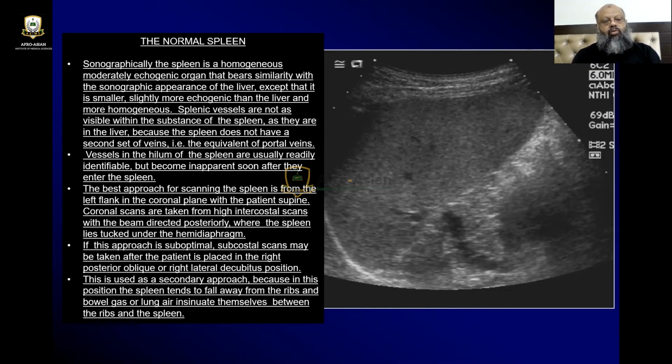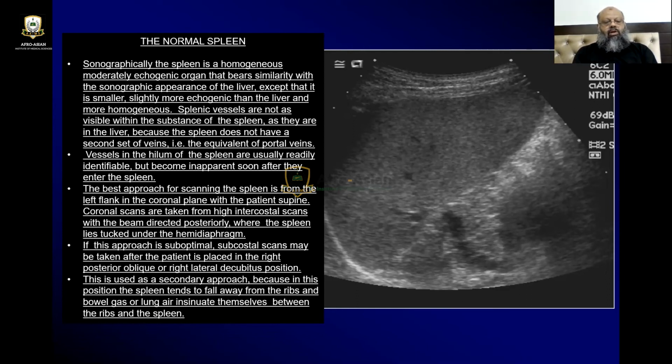The best approach for scanning the spleen is from the left flank in the coronal plane with the patient lying supine. Coronal scans are taken from high intercostal scans with the beam directed posteriorly, where the spleen lies tucked under the hemidiaphragm.